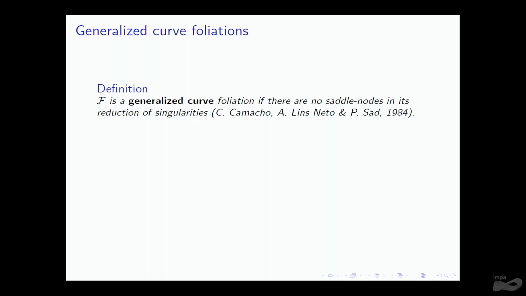Now, I'll give a definition of a family of foliations. We say that a foliation is a generalized curve foliation if there are no saddle-nodes in its reduction of singularities. It's a definition by Camacho, Lins Neto, and Sad.